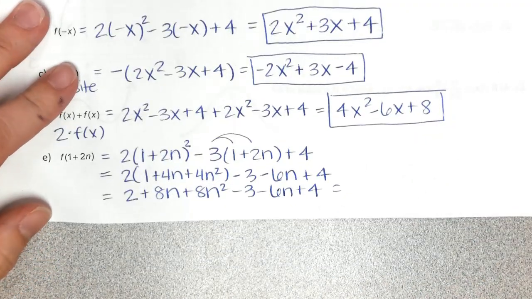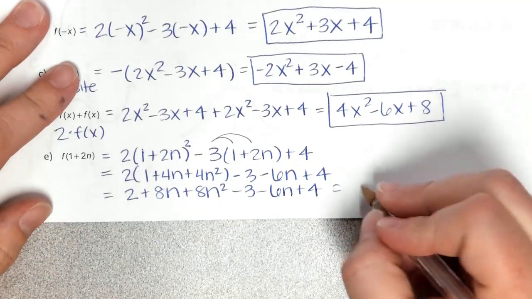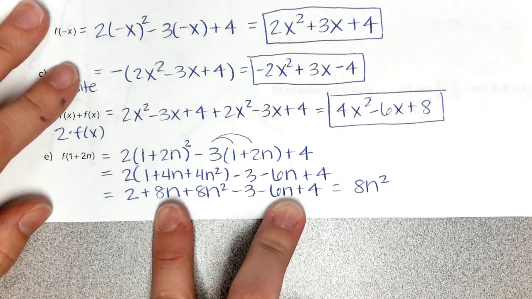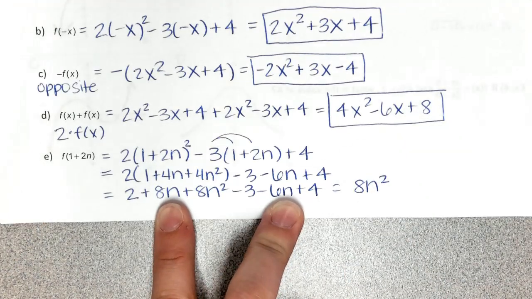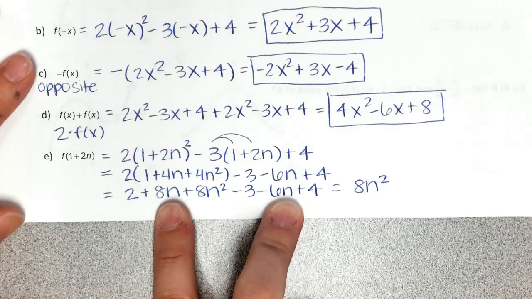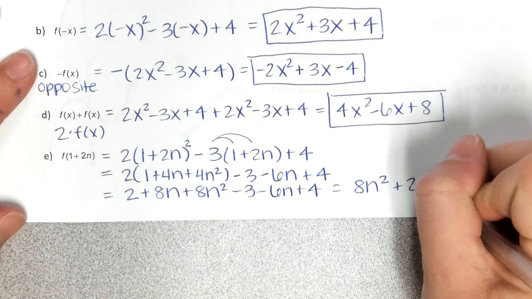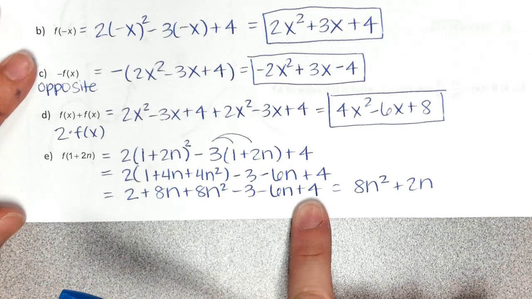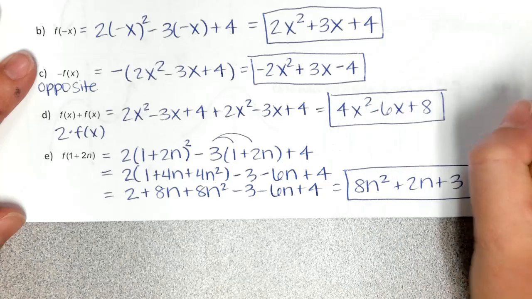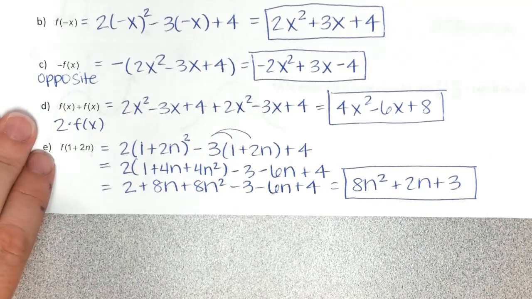How many n squareds do I have? 8. No, one thing that says n squared. How many n's do I have? I know what you meant. There's one term with n squared, but I was looking for the coefficient. Yeah. 8 minus 6. That's a plus 2n. 2 minus 3 plus 4. That's a plus 3. So that's what we get for that one. Okay? Turn the page.